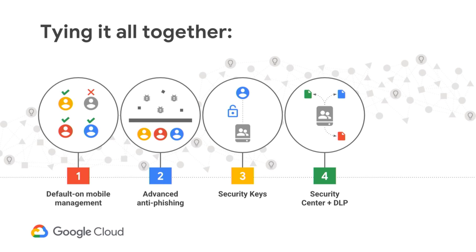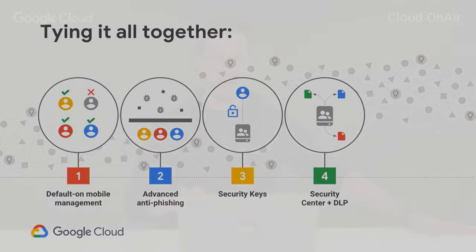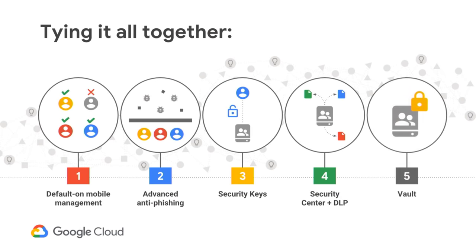Using the security console in G Suite and DLP to make sure the rules of the organization are followed and content is where it belongs and not being shared either accidentally or maliciously. And then finally, using a tool like Google Vault to assure legal compliance with all of the data that you're putting in G Suite so you can support things like e-discovery.